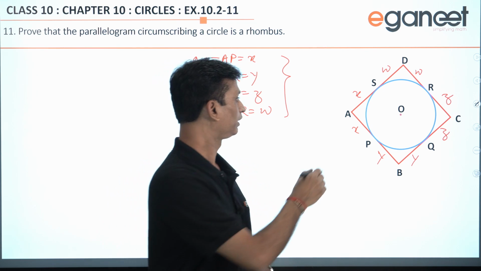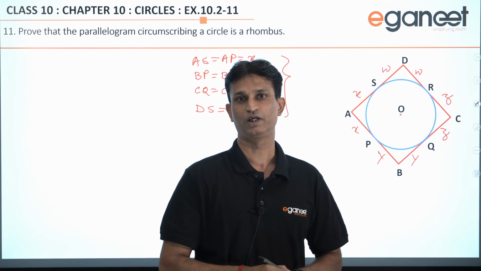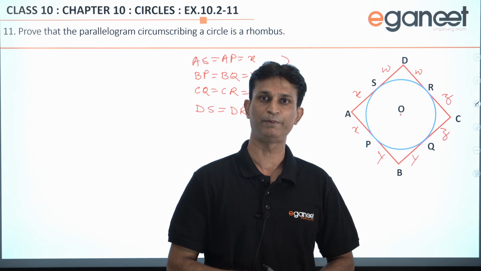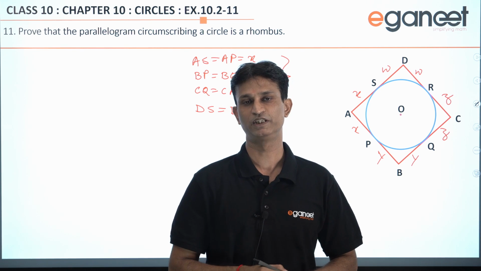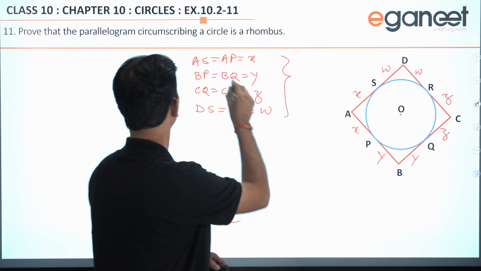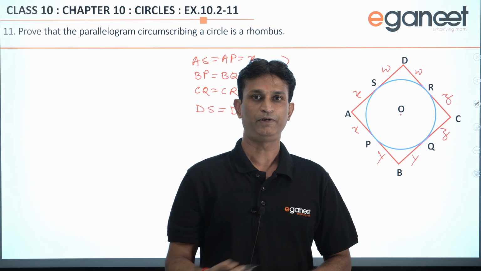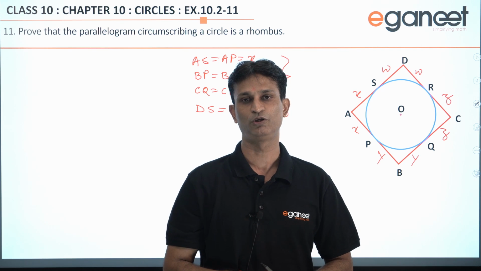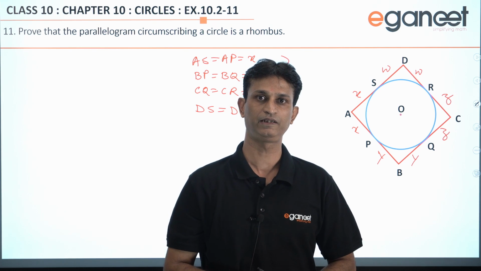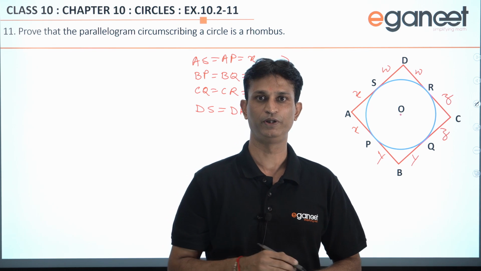So here we are using the property that tangents drawn from an external point to the same circle are equal. Okay. Now a parallelogram and a rhombus. In a parallelogram we know that the opposite sides are equal, and in a rhombus we know that all sides are equal. But if I want to prove that a parallelogram is a rhombus, then if I prove that the adjacent sides of the parallelogram are equal, we can say that the parallelogram is a rhombus. Okay, so let's do it now.